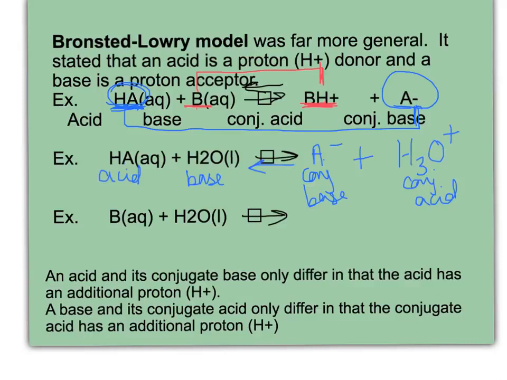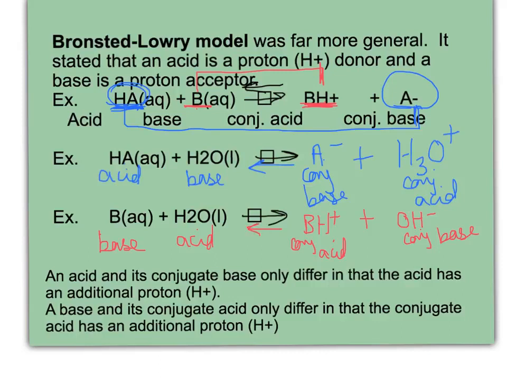Now let's look at a base. So B is my base. If I put that in water, remember water is amphoteric, it can behave as either. So if you react it with a base, then this becomes my acid. So a base is a proton acceptor. That means it accepts a proton. So it becomes BH+. And so if B was my base, BH+ would be my conjugate acid. And then H2O is my acid, and acid is a proton donor, so it gives away an H+. So if H2O gave away an H+, you'd get OH minus left, so that would be my conjugate base.